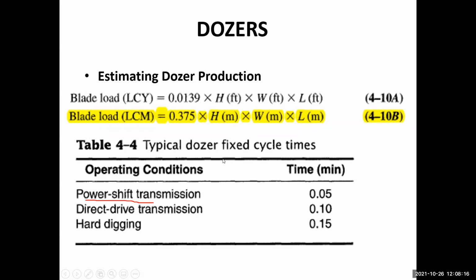There are also some fixed cycle times which need to be considered. These fixed cycle times range from 0.05 to 0.15 of a minute, depending on the operating conditions and the type of the dozer. If the dozer is in a power shift transmission mode, then the cycle time is 0.05 minute. If it is in the direct drive transmission mode, it is 0.1 minute, and in hard digging, it is 0.15 minute.